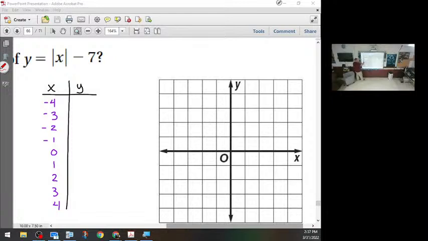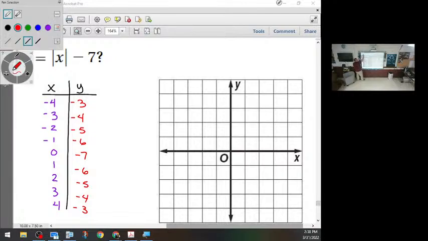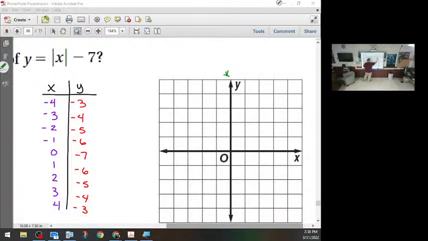All of these as absolute values are all positive, right? So 0 minus 7, 1 minus 7, 2 minus 7, 3 minus 7. Absolute value of negative 1 is still 1. Minus 7, minus 7, minus 7, minus 7. So here's why that table might not be a bad idea, even if you think, well, it's just going to look like this.